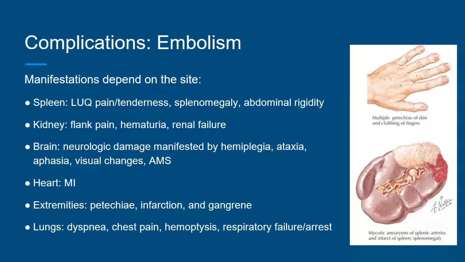In the brain, the emboli cause neurologic damage that is manifested by hemiplegia, ataxia, aphasia, visual changes, and altered mental status. An embolism in the heart can lead to a myocardial infarction or heart attack. In the extremities, you'll see petechiae, infarction, or gangrene, and these are thought to be the origin of the Janeway lesions, Osler nodes, and splinter hemorrhages that accompany the clinical presentation of somebody with infective endocarditis.